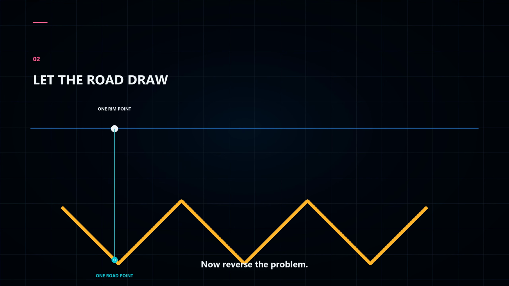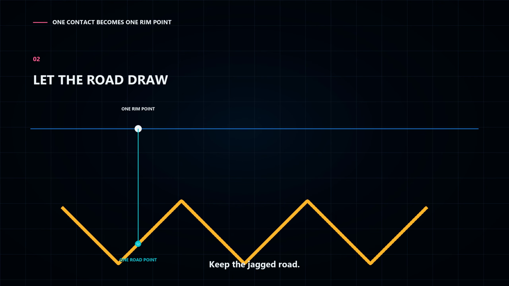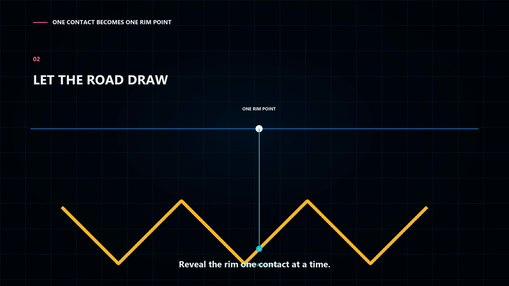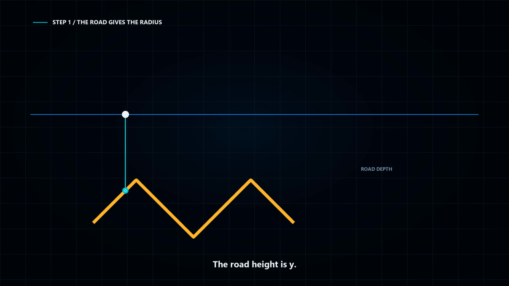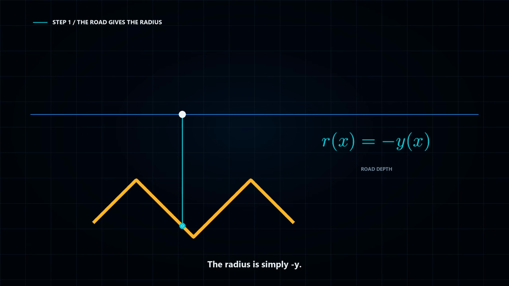Now reverse the problem. Keep this jagged road, place the axle on the blue line, and ask the road to reveal the rim one contact point at a time. Every point we need is already hidden in the road's height. Call the road height y because the axle sits at height 0. The distance down to the contact point is just negative y. That distance becomes the wheel's radius at this instant. The first equation is almost embarrassingly simple.